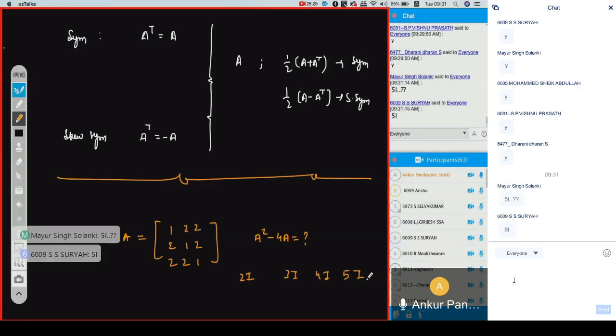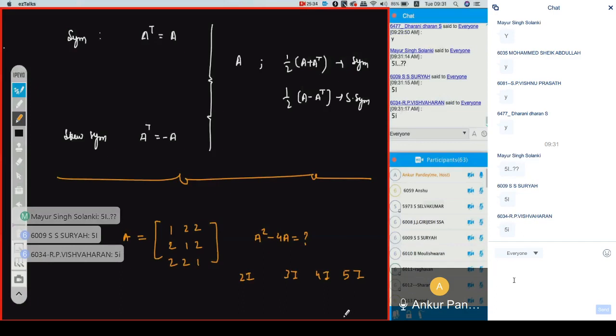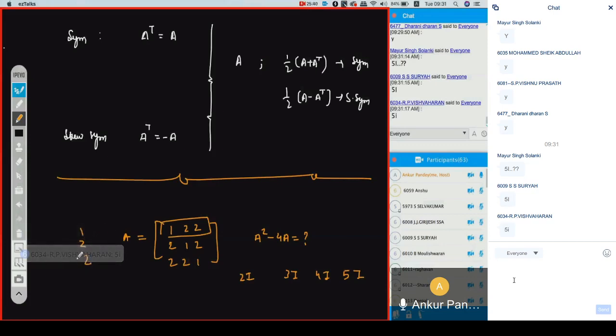Yes, exactly. Easy? Because you will multiply this. So 1, 2, 2 will give you 1 plus 4 plus 4, 9. Minus 4, right or not, is equal to 5. Easy.